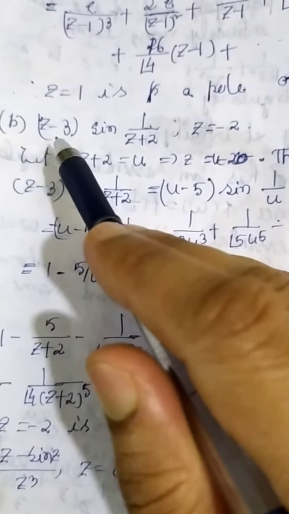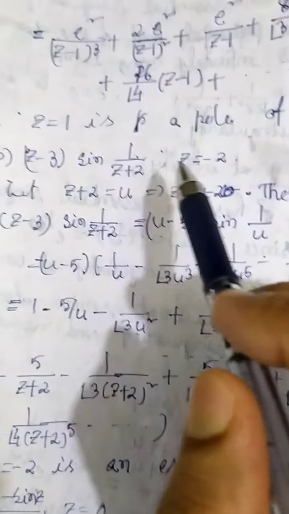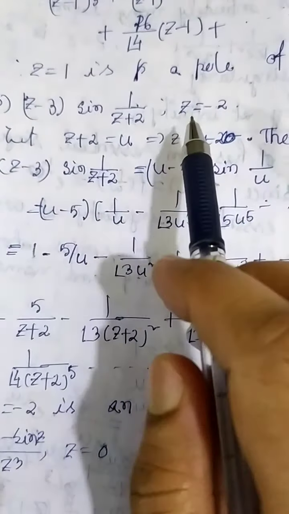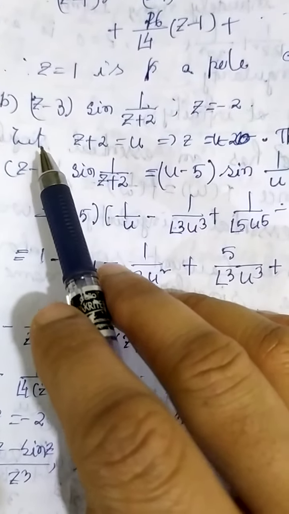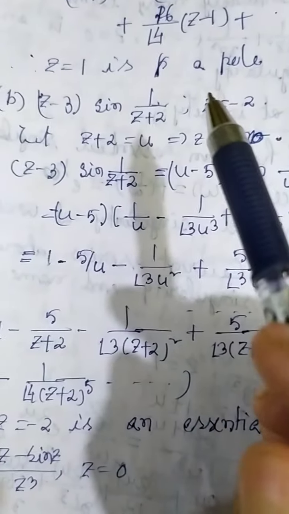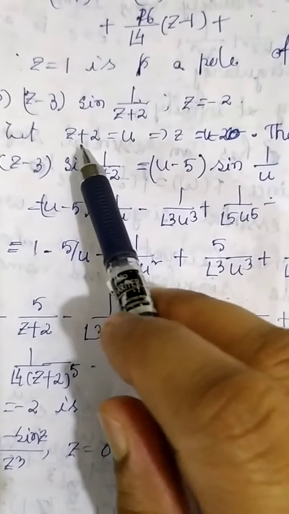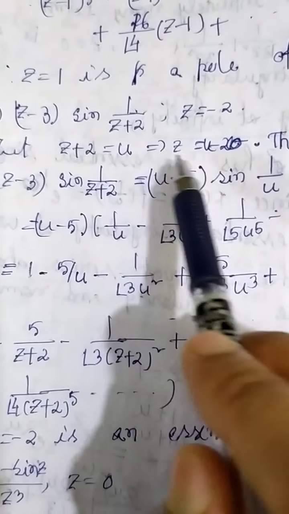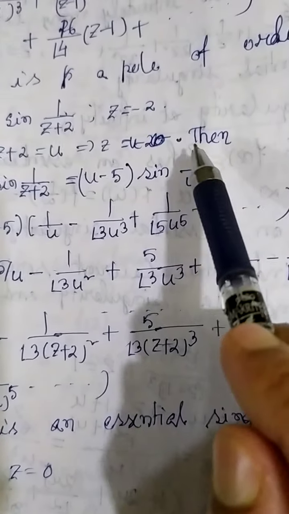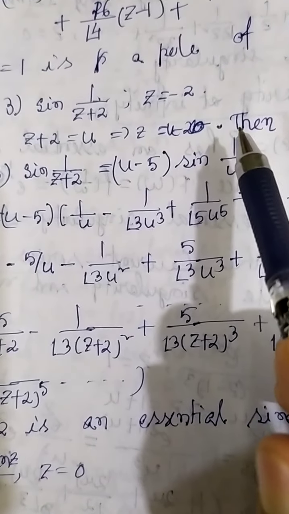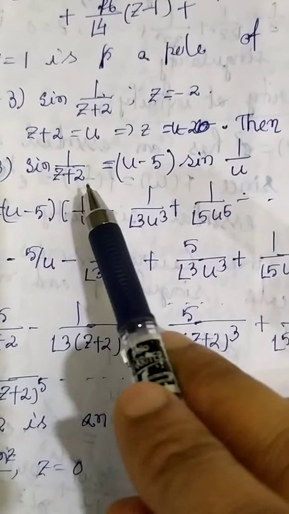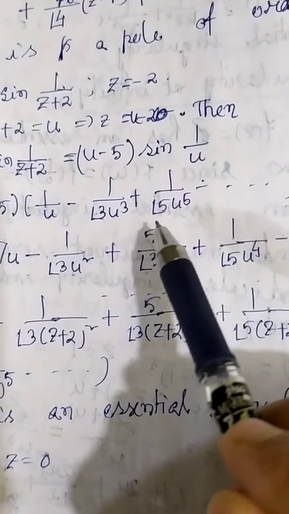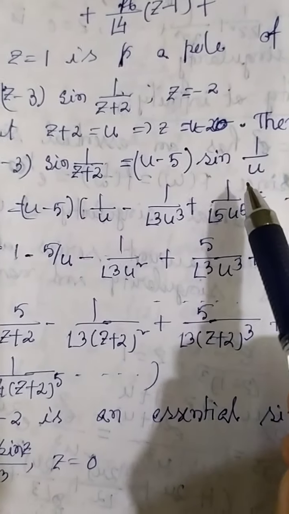Next, if I consider z equal to minus 2, this is also a singular point. You can verify this is also a singular point. Here we have to verify what type of singularity this is. This is an essential singularity. Now say z plus 2 is equal to u. If I do this, it becomes 1 by u, but we know the expansion of sine z: z minus z cube by factorial 3, plus z to the power 5 by factorial 5. So here z is nothing but 1 by u.